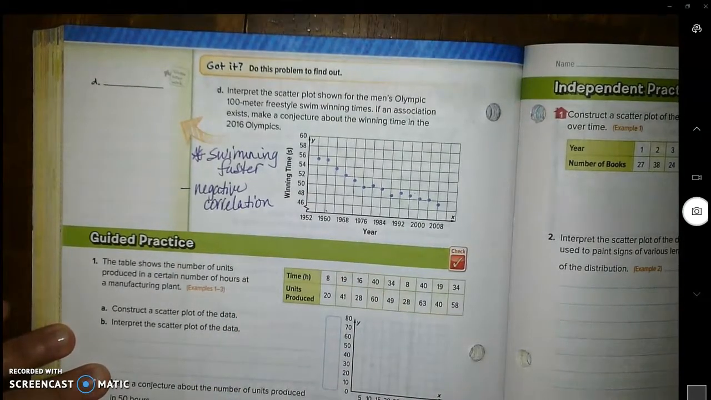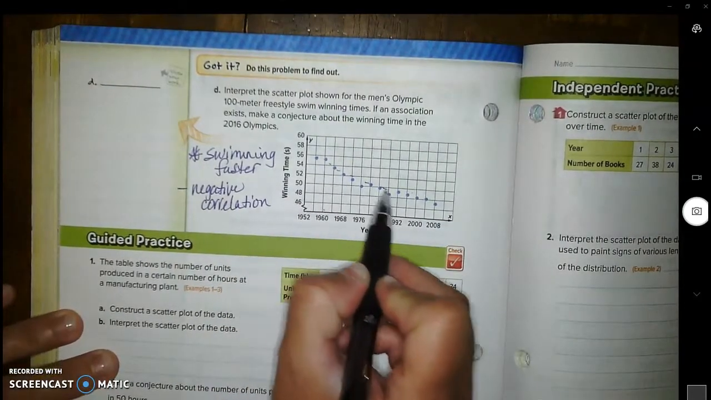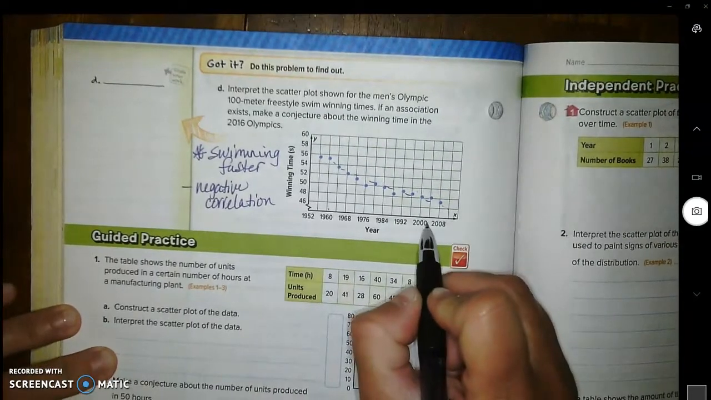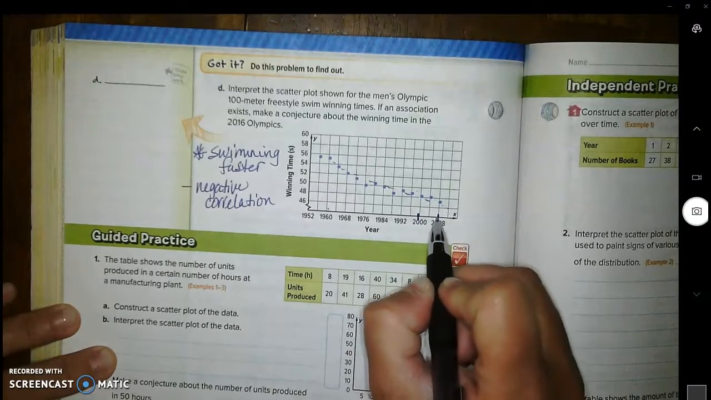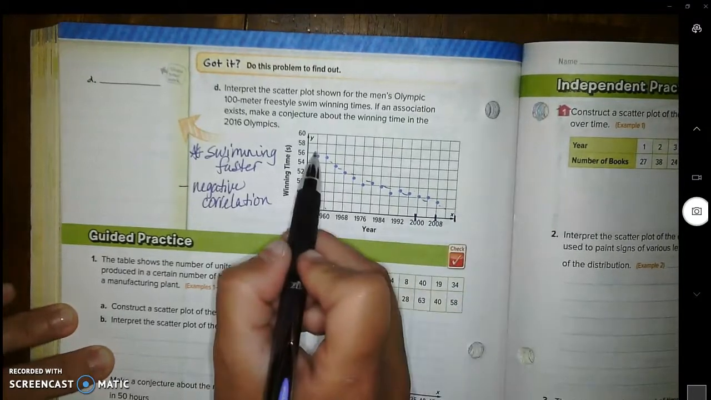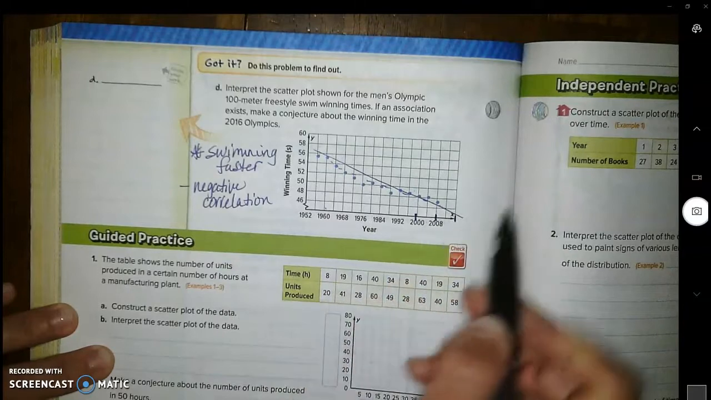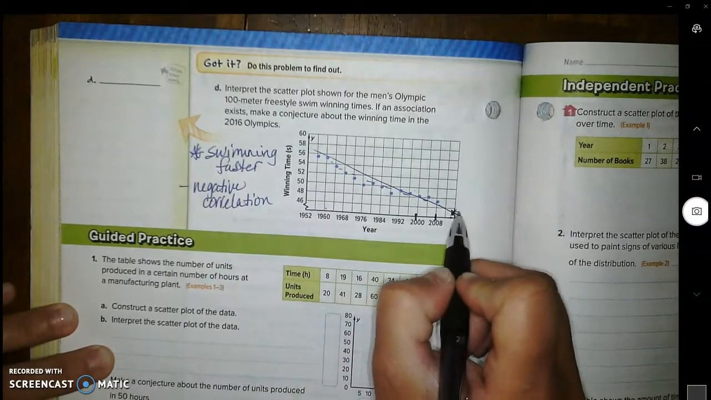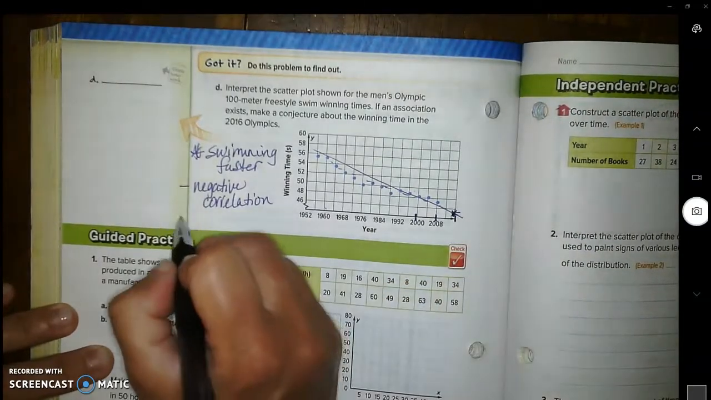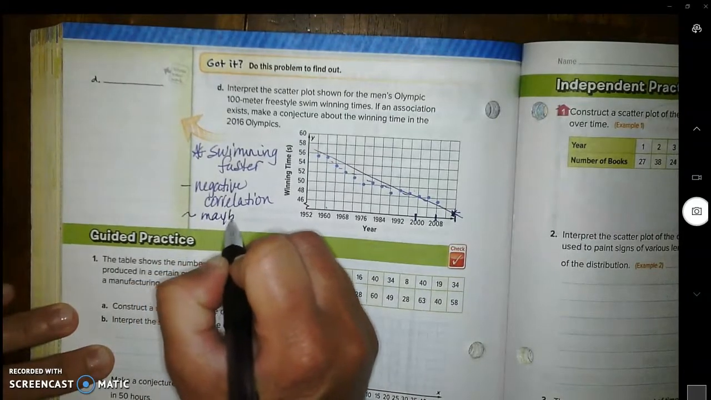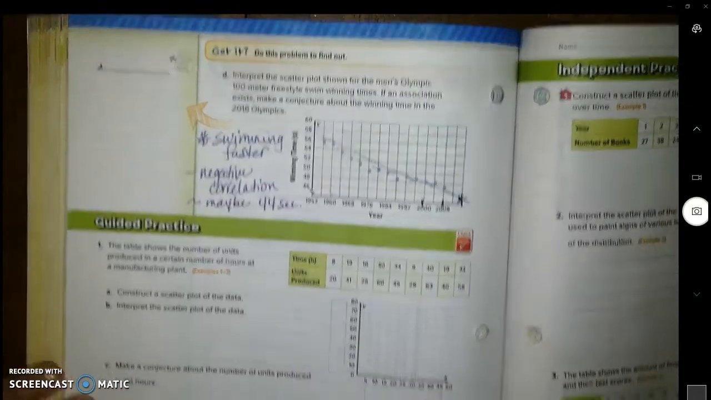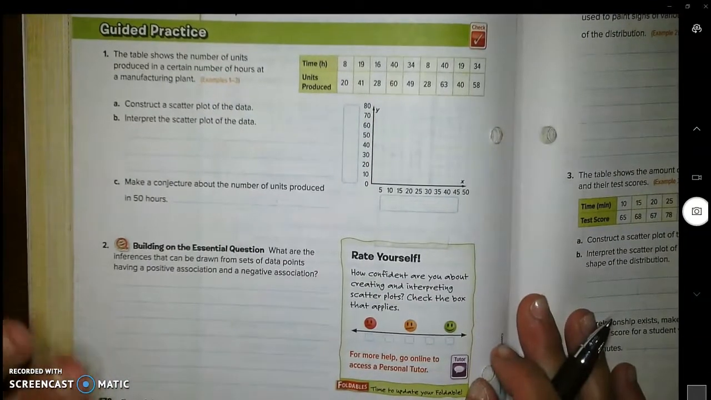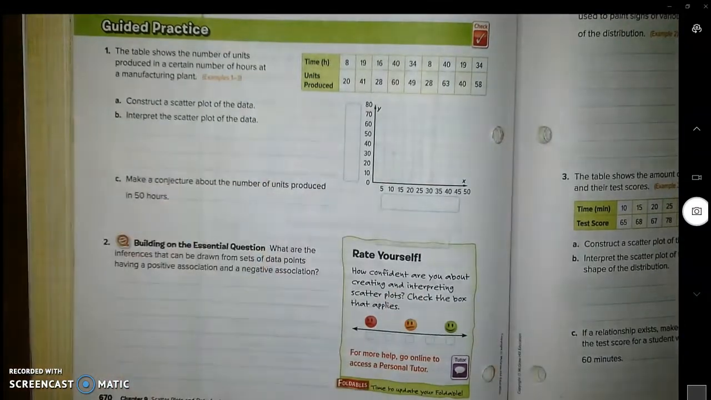And then in the year 2016, as things keep going down and down and down, let's see, it looks like this is 2008. This would be 2016. I can kind of draw a line. It looks like we might be around 44-ish. Okay, so that's what I would say, maybe 44 seconds. Okay, now is the time. Go ahead and pause your screen. Go ahead and answer the guided practice questions and see how you do.